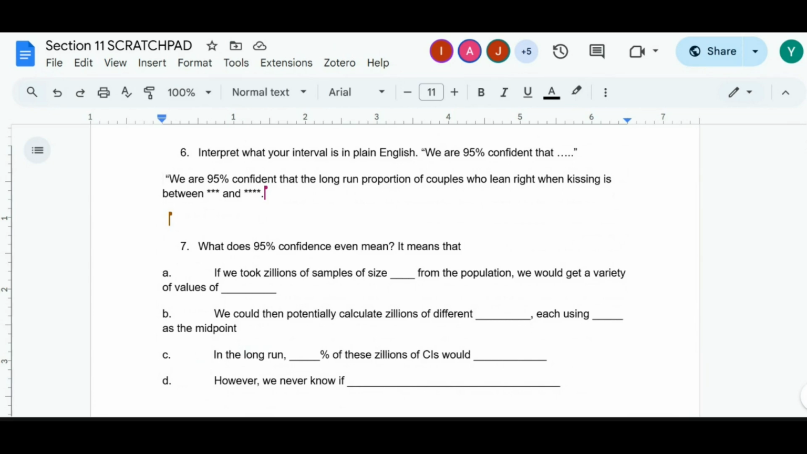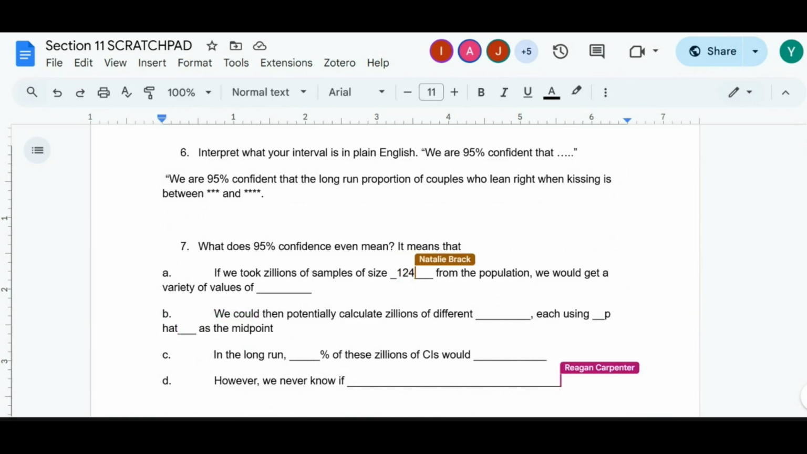Now, I'm quite confident this class can get all the blanks. I feel the level of understanding in this class is quite good. If we took zillions of samples of size what? Okay, give me a number first. Remember, when we talk about confidence, we replicate the study many, many times. Can anyone tell me what number goes here first? In this study, what was the original?